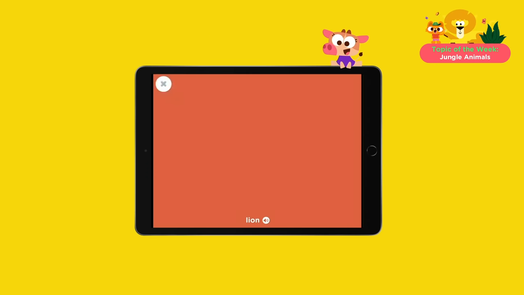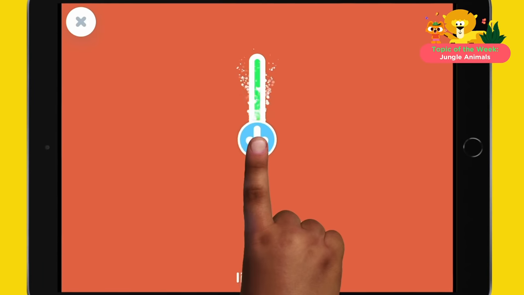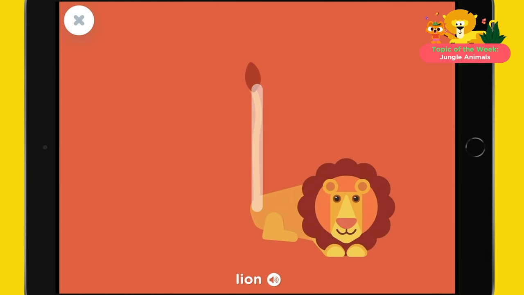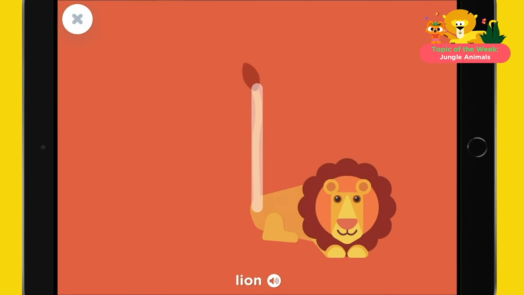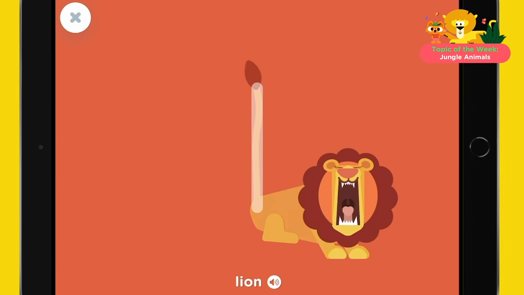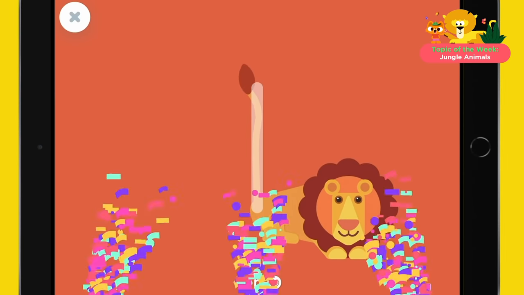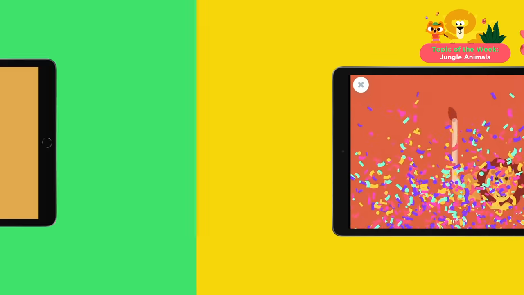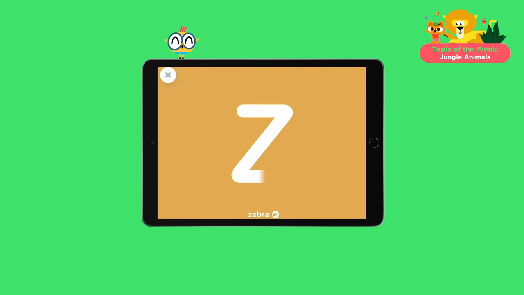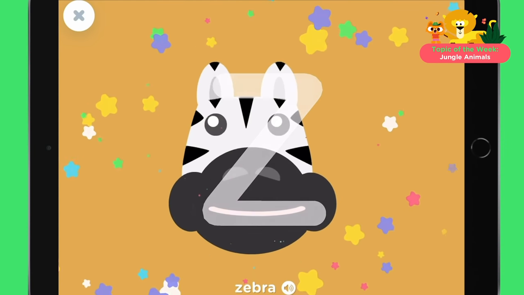Can you trace the letter L? L is for lion. L, L, L. Can you trace the letter Z? Z is for zebra.